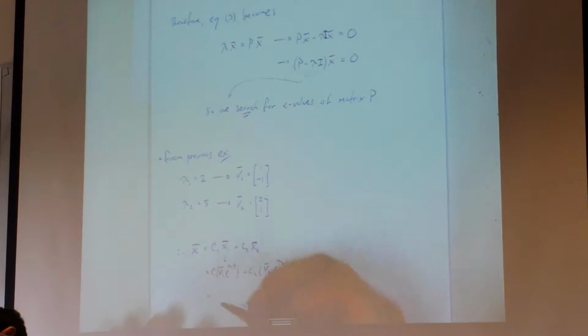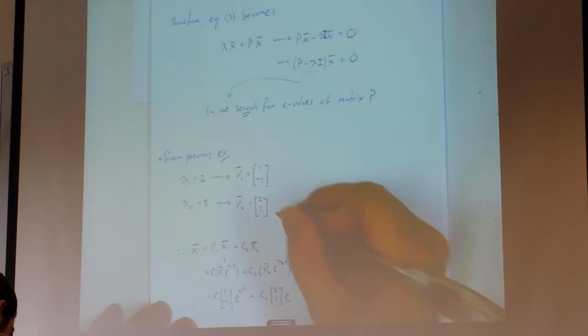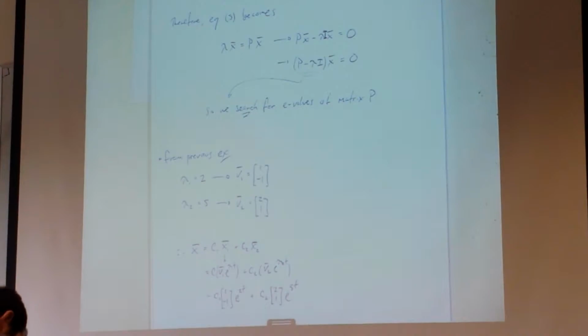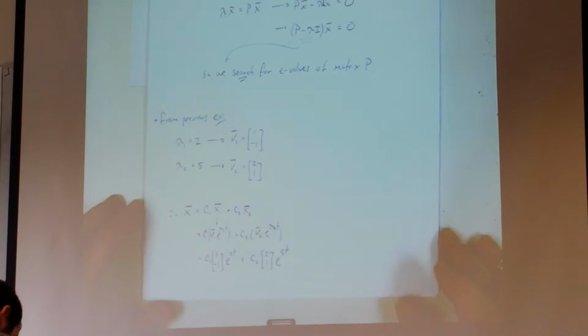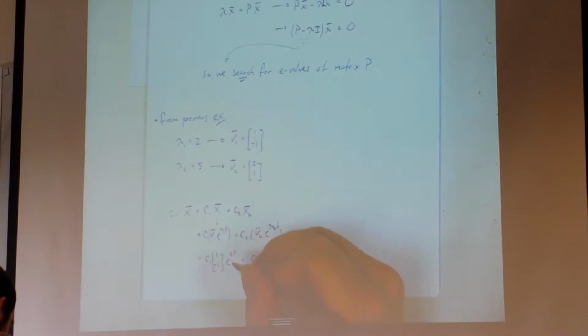All right. So this would be C1, and the vector v1 is 1, -1. Lambda 1 was 2, so this gives us e to the 2t plus C2, and the second eigenvector 2, 1, e to the lambda 2t, that was 5t. All right, so this would be a general solution of that first system that we looked at, that example. All right, a little bit further steps.